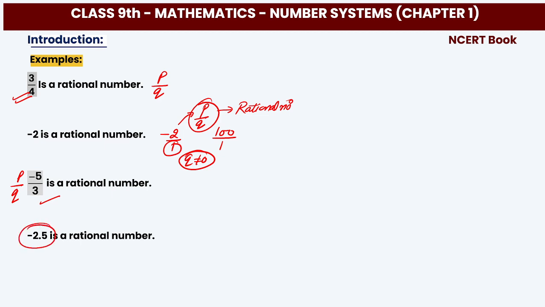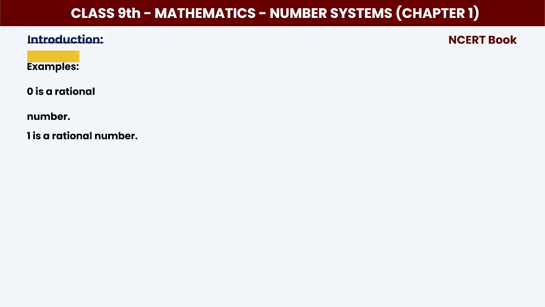Minus 2.5, this is also a rational number. Why so? Minus 2.5 divided by 1, q is not equal to 0, right? Minus 2.5 and 1, they both are integers.